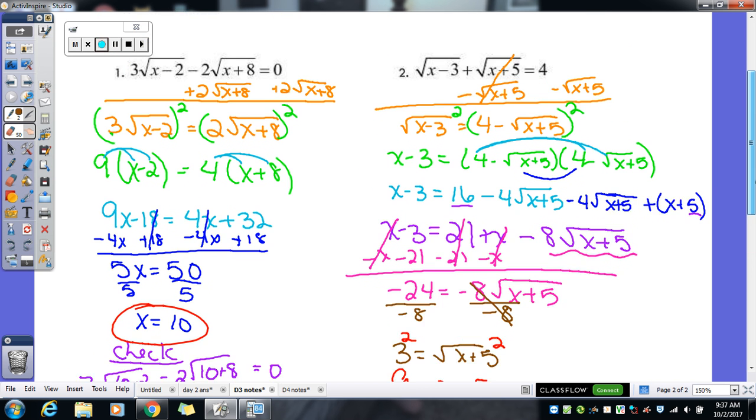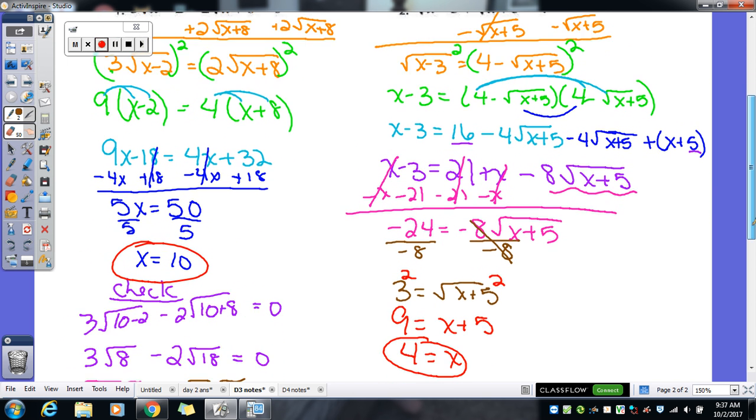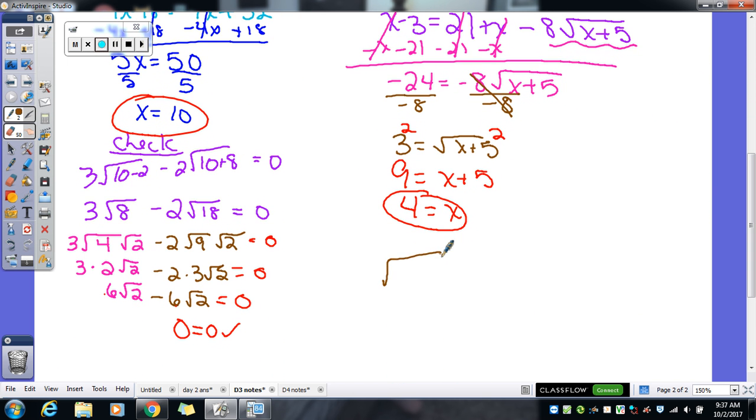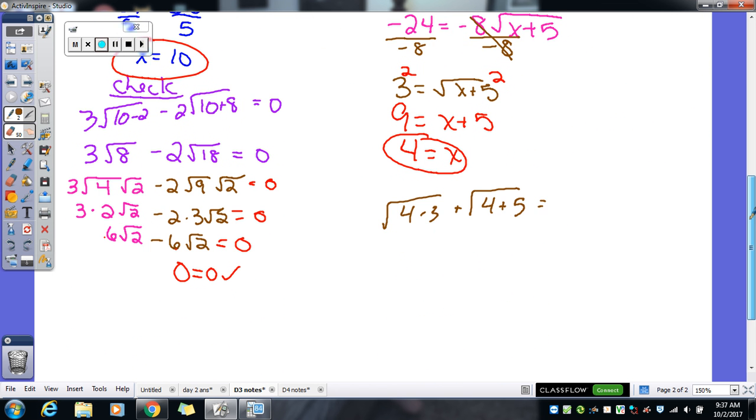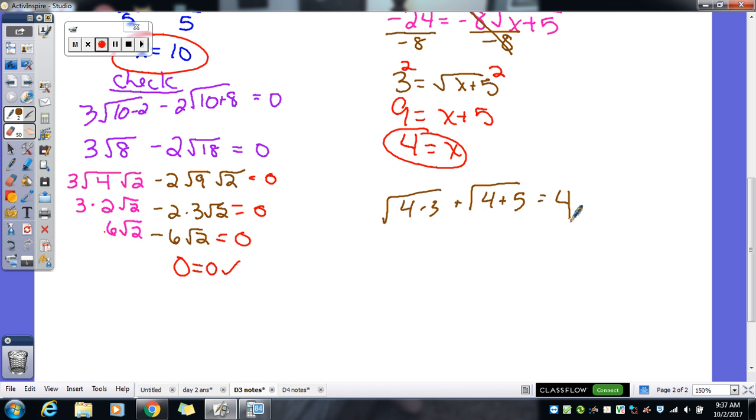So let's see here. So 4 minus 3 plus 4 plus 5. We're going to see if that gives us 4. So 4 minus 3 gives us a 1. Square root of 1 is 1. For the other one, 4 plus 5 gives us a 9. Square root of 9 is a 3. So then 1 plus 3 does in fact give us 4. So the answer for that one is x equals 4.